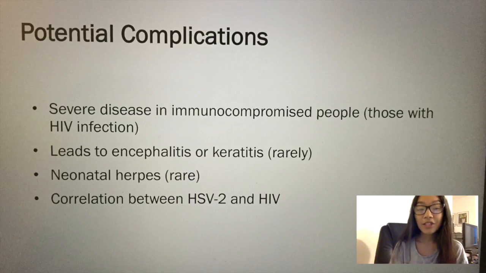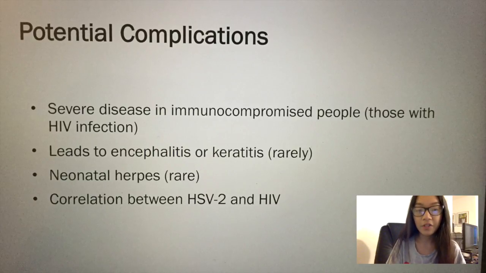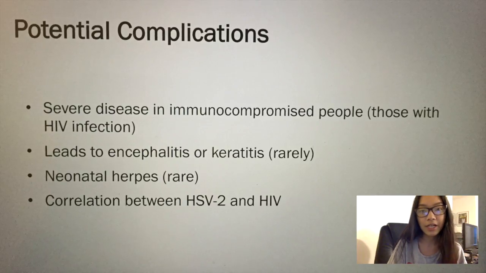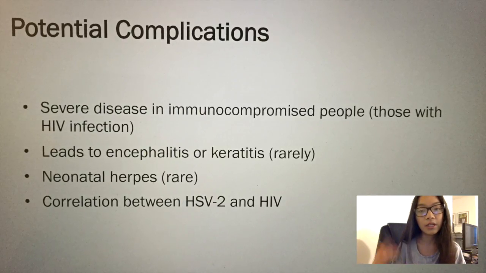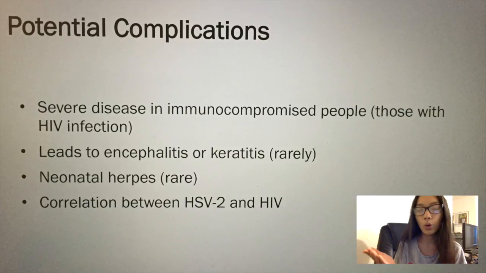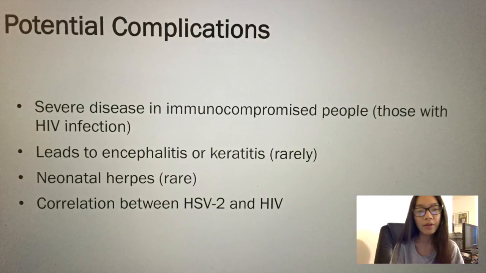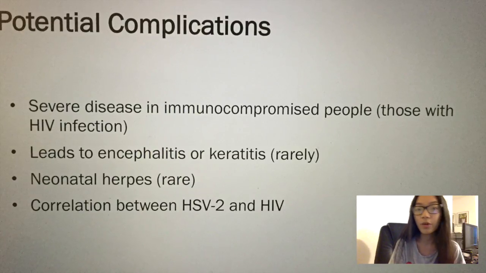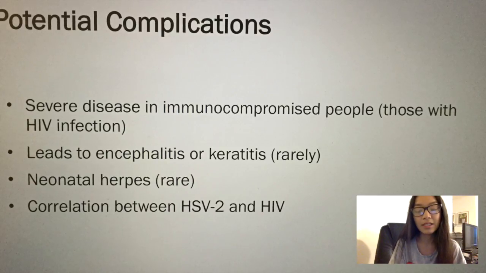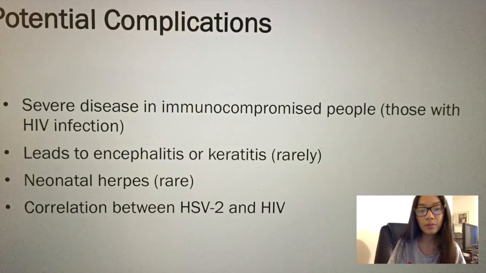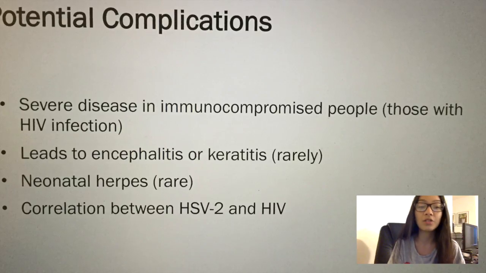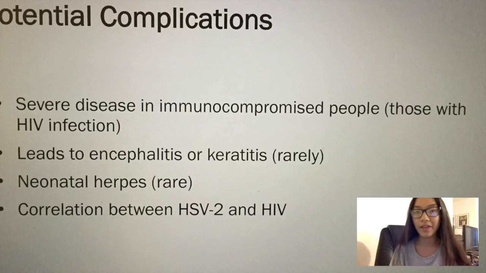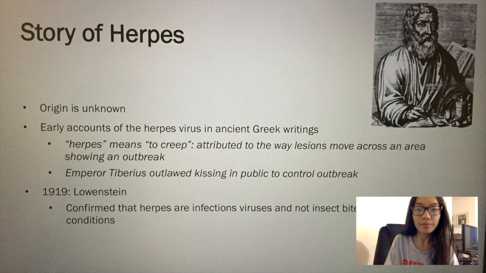Some other potential and actually more severe effects of herpes include severe disease in immunocompromised people, as well as encephalitis or keratitis as a result of the infection leading up to the brain. Like I said, it can travel or be infected in other areas besides just the mouth, as well as the genitals. It can also lead to neonatal herpes, which basically means that if a pregnant woman has herpes during her pregnancy, it can be given to the child, but it is also very rare. And generally people who have HIV also have HSV too, or vice versa.